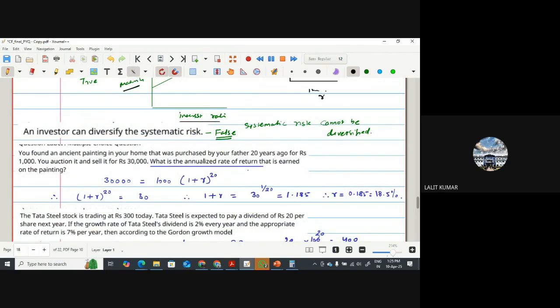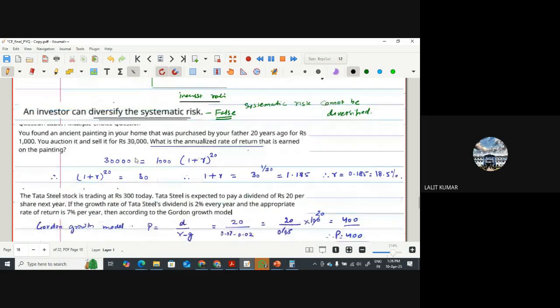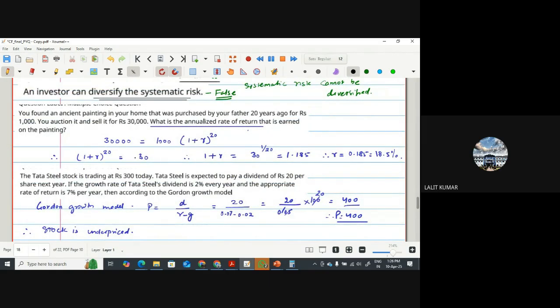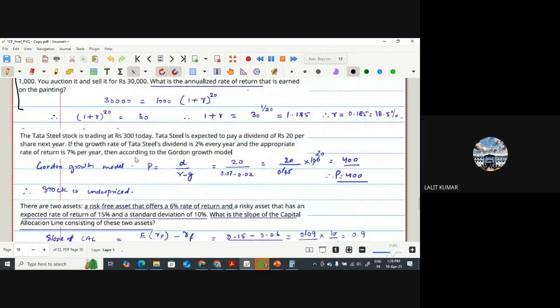Then, can an investor diversify the systematic risk? If we go to week 1 and week 2, it was specifically covered that systematic risk cannot be diversified, it cannot be reduced. It is inside the system. This question is from quiz 2, an easy question. Straight away, you can find the formula of compound interest.